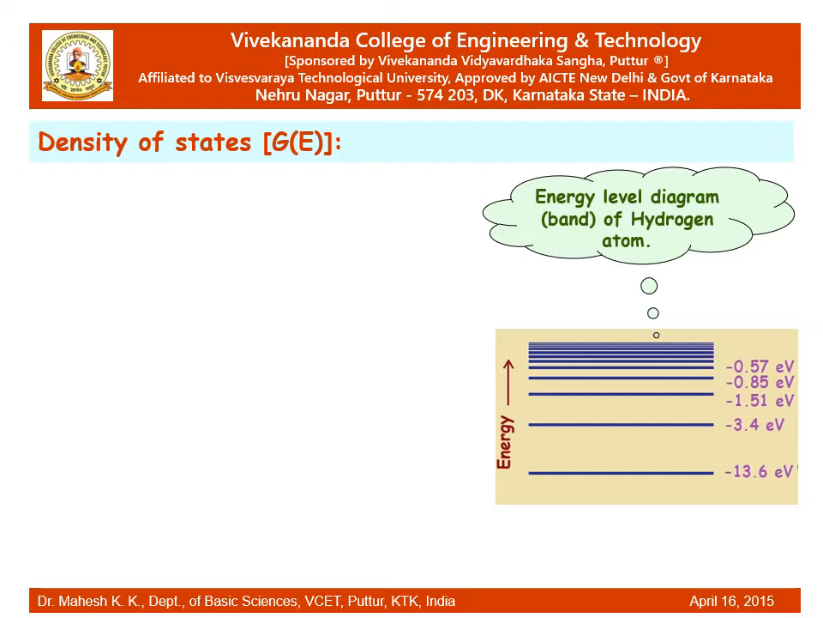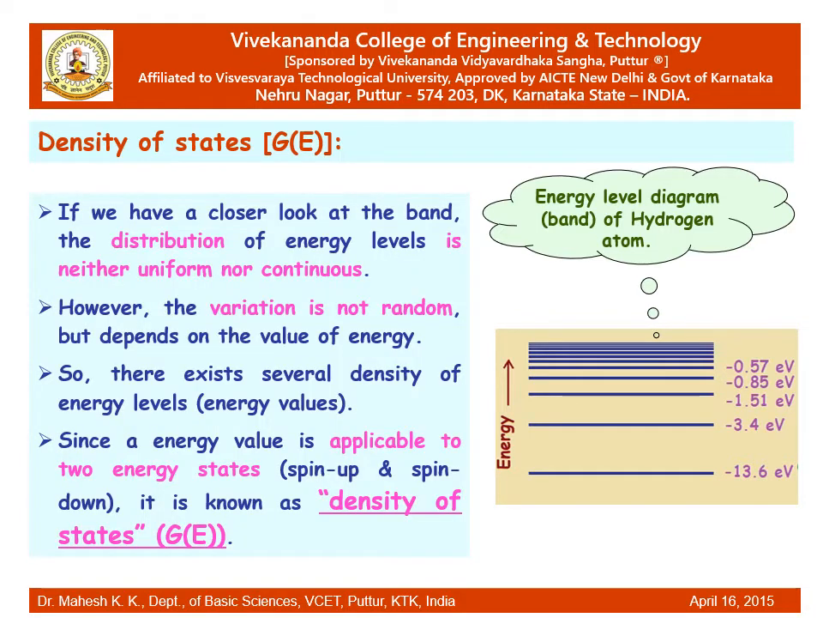Density of states. Observe this energy level diagram, which is corresponding to the hydrogen. If we look very close to the band distribution, this is the distribution of energy levels. These lines refer to the energy levels, which we have discussed previously. You could refer back, and you could see that the distribution is not at all uniform. Here it is rarely distributed. Here the density is more at the higher energy level. As we go up, the energy is also going to increase.